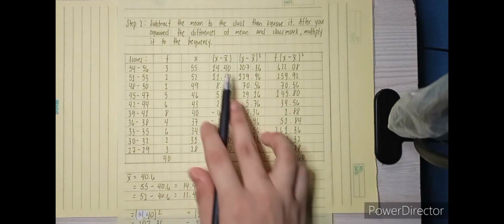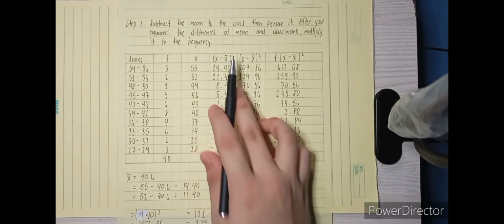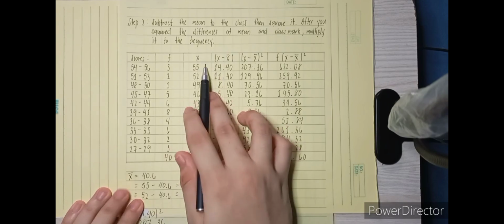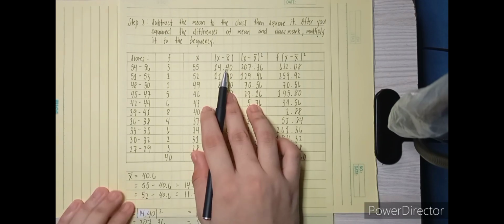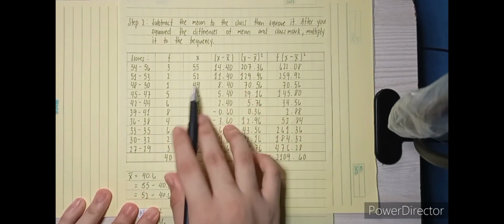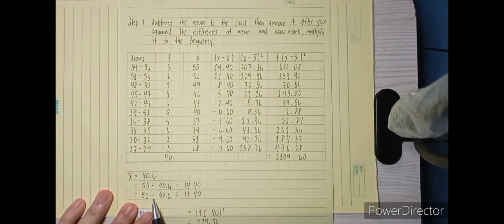So, based dito, x minus ating mean, so ang x, 55 minus ating mean, which is the 40.6, is equals to 14.40. So, pa example, 52 ang ating x minus ang ating mean, 40.6, is equals to 11.40.